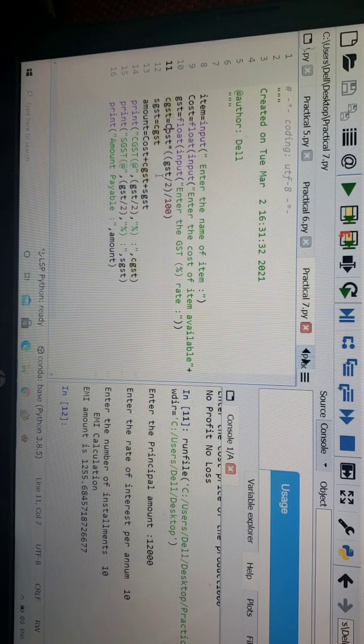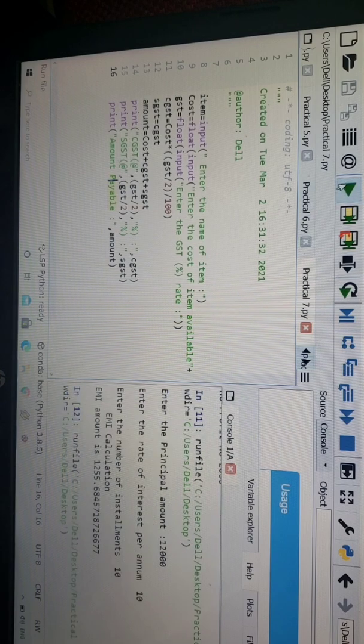So whatever the cost is, it should be divided by 2, into 2 parts, and then again divided by 100. Then the state GST should be equal to the CGST, because it is divided equally. Then this tax will be added to the cost of the product, and then you have to calculate the amount. Then it is only printing the state government tax, the central government tax, and how much amount you have to pay.